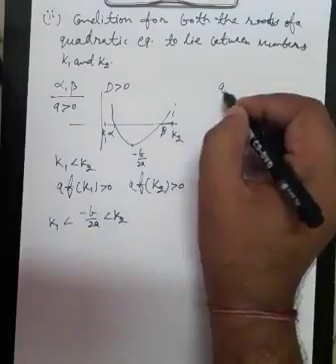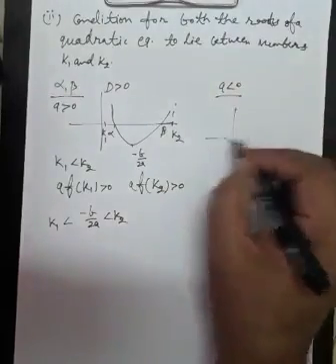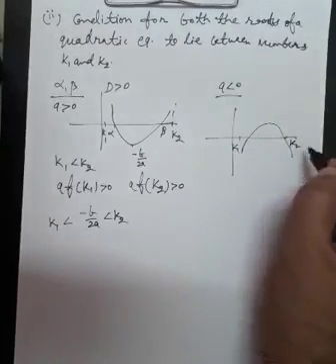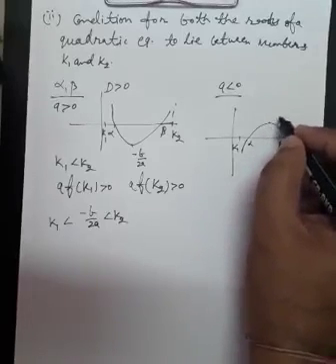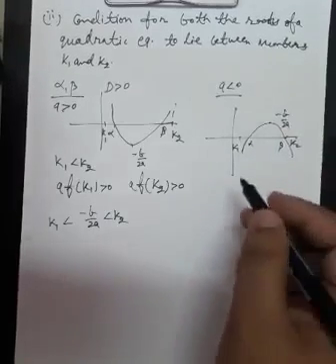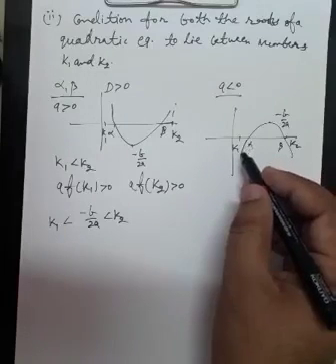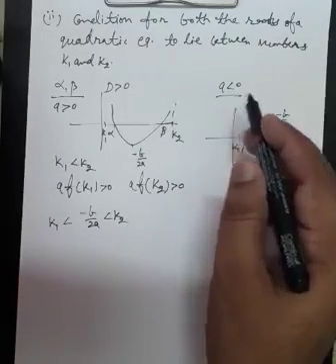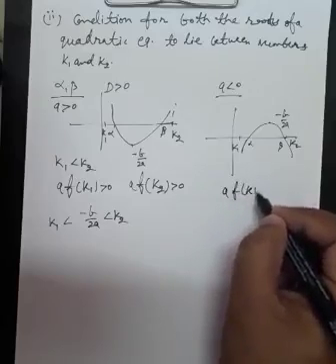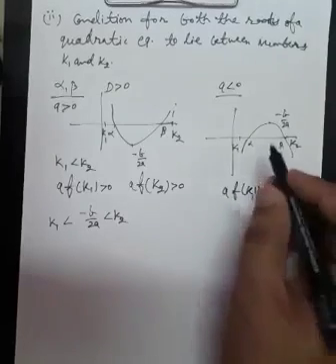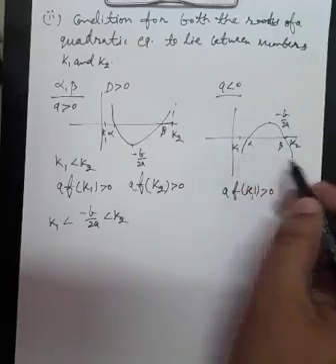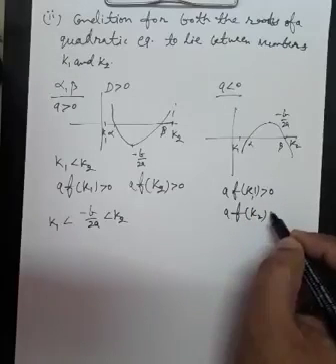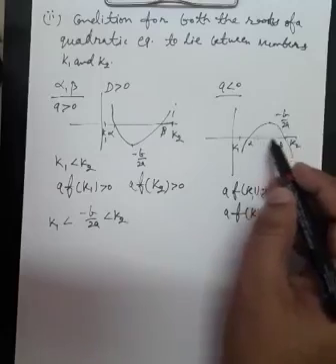Then when a is less than 0, what will be obtained? The graph will be somewhere. Here K1, here K2, here alpha, here beta, minus b by 2a. From this value of K1, f(K1) is negative and a is also negative, so a f(K1) will be positive. Here also a f(K2) is positive, and again minus b by 2a lies between K1 and K2.